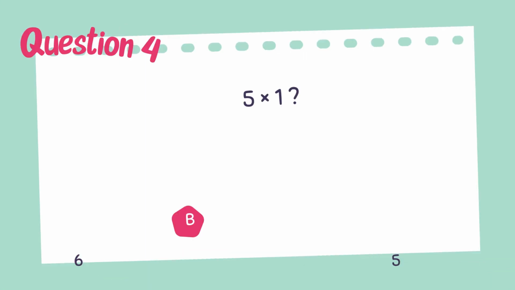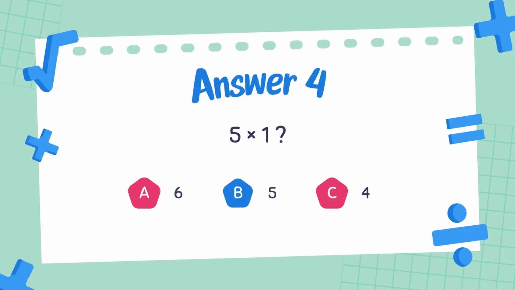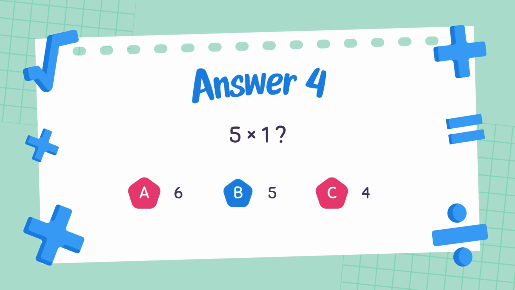Question 4. What is 5 times 1? Is it A, 6, B, 5, or C, 4? The answer is B, 5. Keep it up.